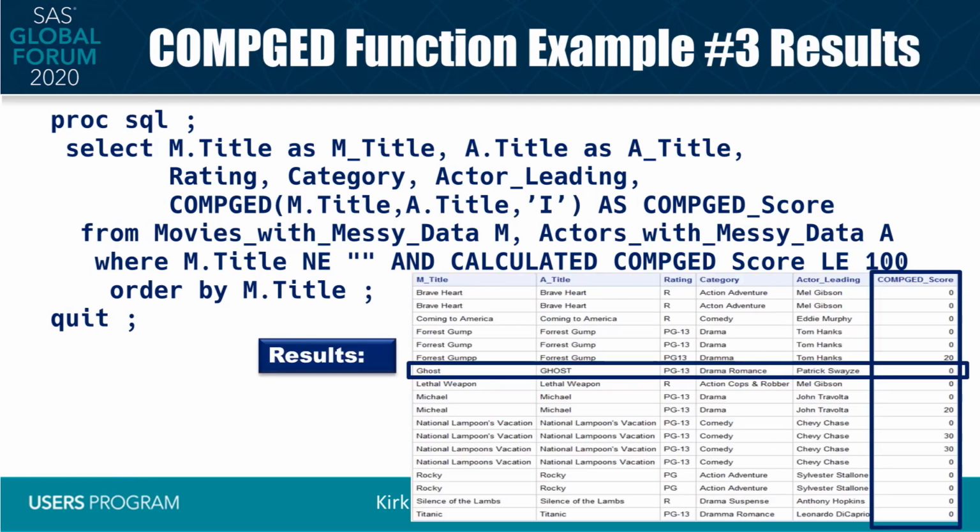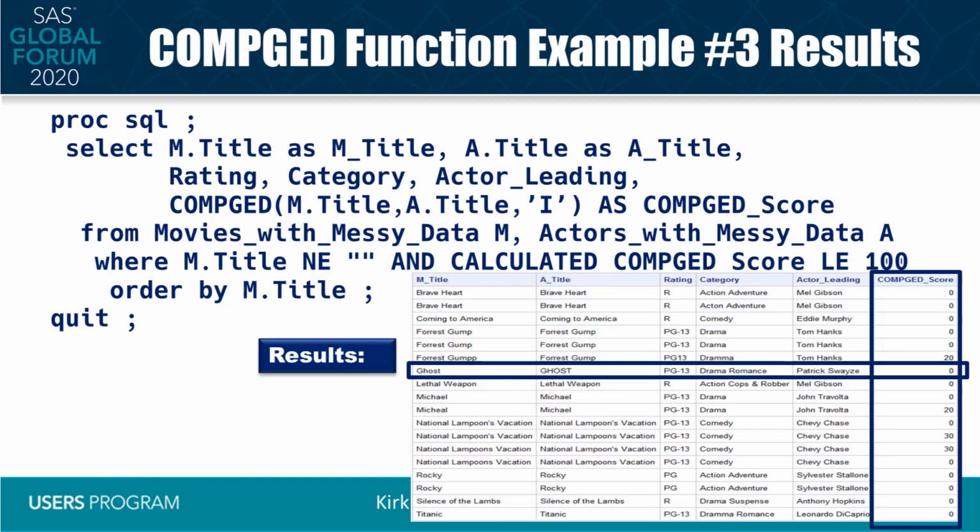And now we see Ghost, which I highlighted, in mixed case versus Ghost in the actors table, all uppercase, is now being treated as the same. Notice its CompGED score is 0. Prior to this, it was 400. Now it's 0. This gives us the ability to use one or more of those modifiers to process our data so that we don't get mismatches when it comes to perfectly spelled data, but just case problems or case issues.